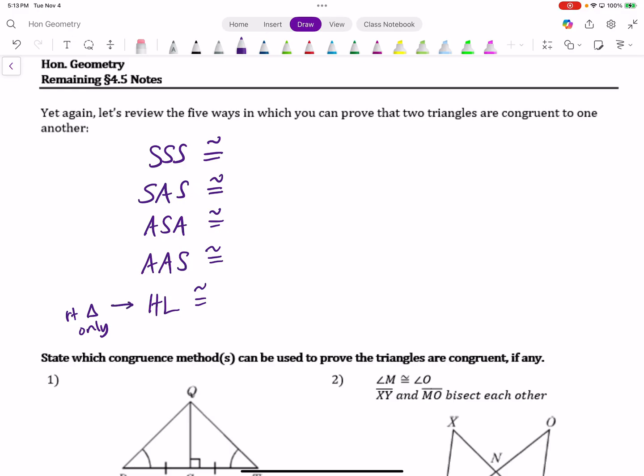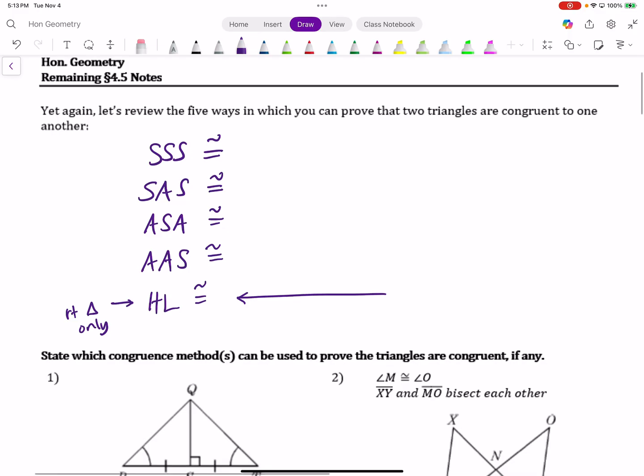And in a proof, make sure that you do this. If you're going to use hypotenuse leg, you have to state that it's a right triangle before you can say that, because it is only good on a right triangle. So if that's going to be one of your reasons, you must first state that the triangle is a right triangle. Okay.